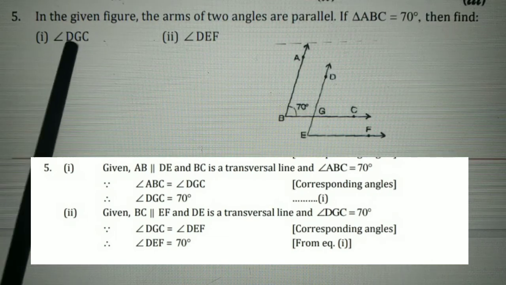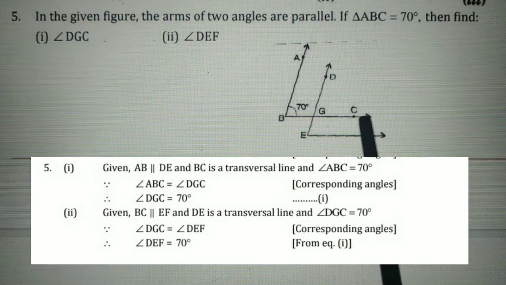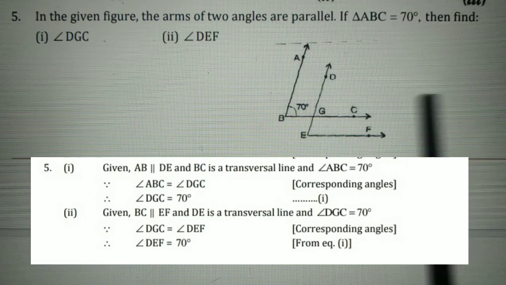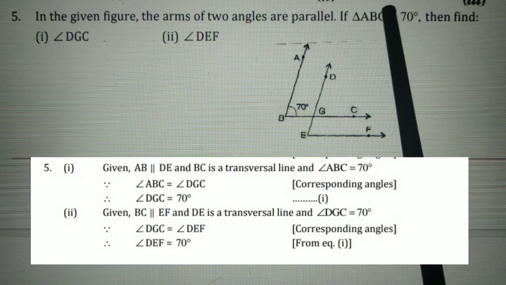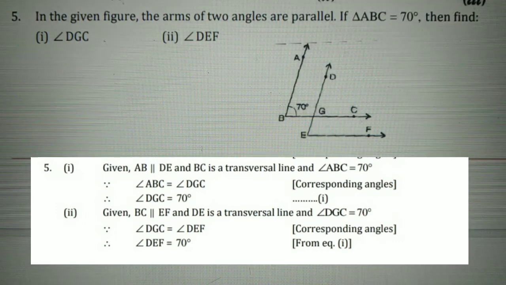Now see the DGC. You can see DGC and ABC. These two are the parallel lines cut by this transversal line. Alright, so angle B and angle G are the corresponding angles, so we use the property of corresponding angles. Angle B is corresponding to angle G. That's why the value of G is also 70 degrees, because B is 70, then G is also 70 degrees. So you can see the solution, how we can write the answers.